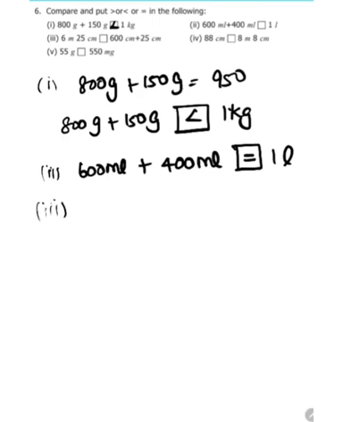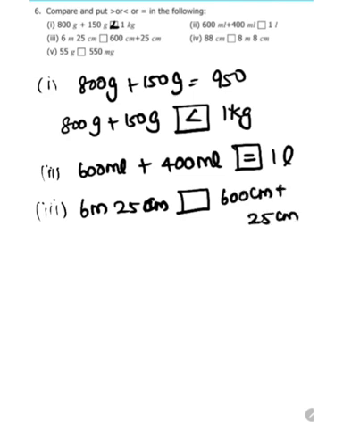Then third one, 6 meter 25 centimeter and 600 centimeter plus 25 centimeter. Is it equal, greater than or smaller than? 1 meter is equal to 100 centimeter. So 6 meter is equal to 600 centimeter. The 25 centimeter is the same. So both are equal. So we can write 6 meter 25 centimeter as 600 centimeter plus 25 centimeter.